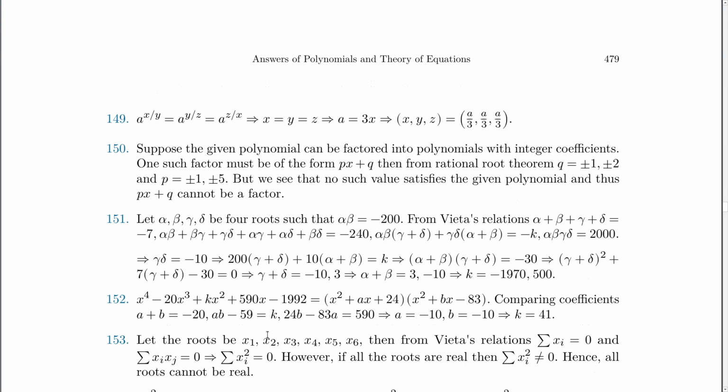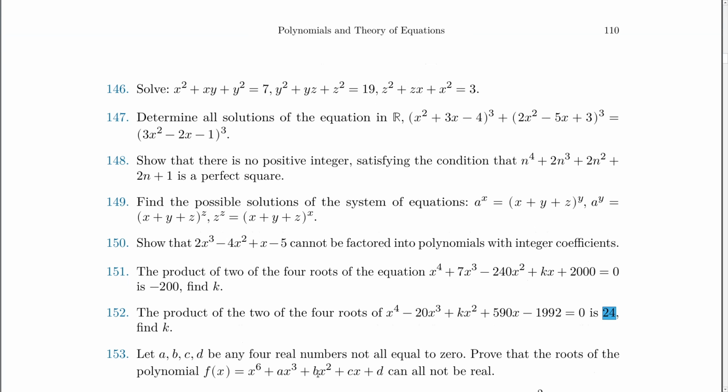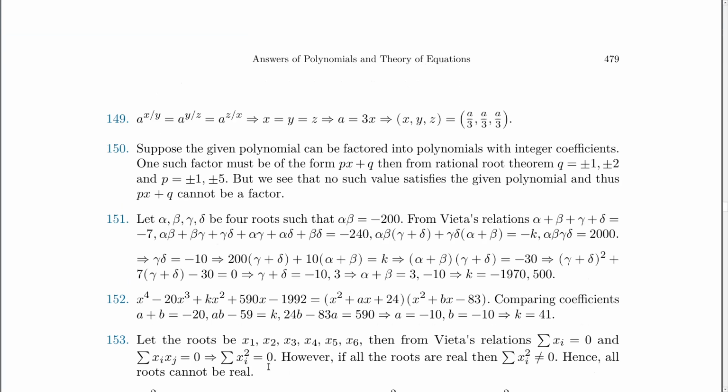So we let the roots be x1 through x6. So from Vieta's relation, sigma of xi is equal to 0 and sigma xi xj is equal to 0. All right, because the coefficients of the powers 5 and 4 are 0. So since sigma xi is 0 and sigma xi xj is 0, that will mean that sigma xi square is equal to 0.